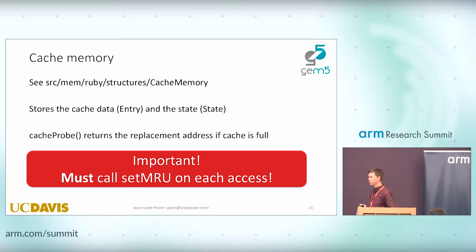One important caveat, which is a really easy mistake to make, is whenever you access something on the cache memory, like a real access, you need to call set MRU. Otherwise, your replacement policies just won't work. Again, replacement policies are flexible. You can plug in and out replacement policies, but you have to go through this extra pain of making sure they're working.